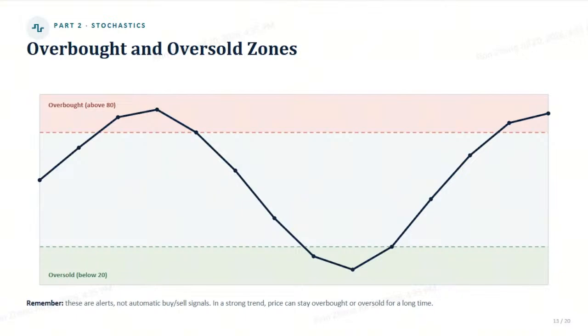In a strong, healthy uptrend, stochastics can sit in overbought territory for a long time, while price keeps climbing higher and higher. If you sold every single time you saw an overbought reading during a strong trend, you would have missed enormous moves and fought against the trend the entire way. So think of overbought and oversold less as buy and sell buttons, and more as alerts. They're telling you price has stretched toward the edge of its recent range.